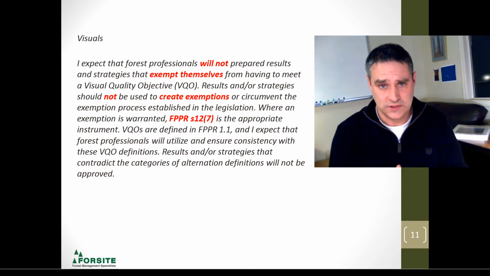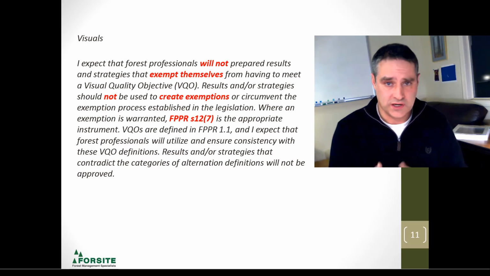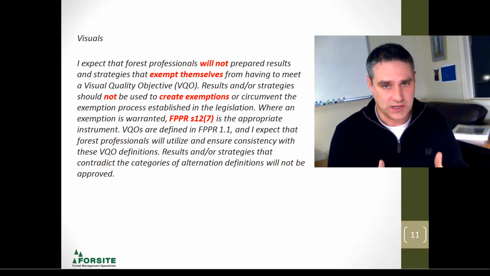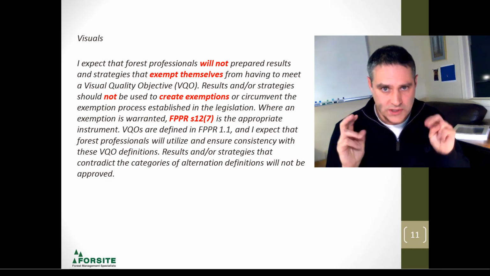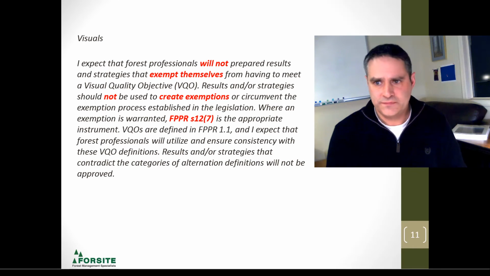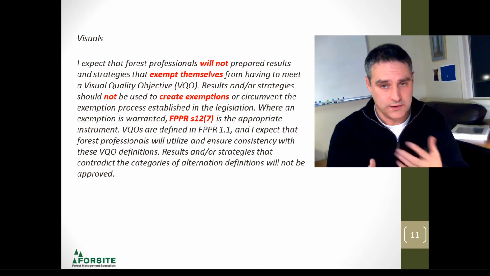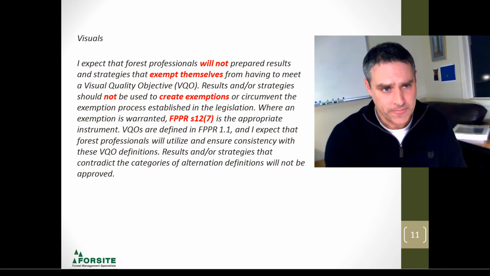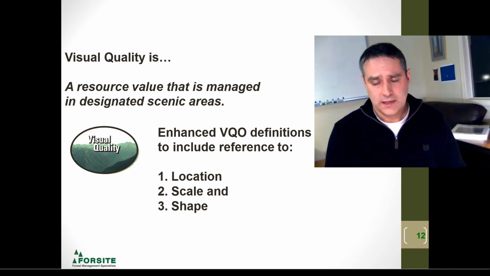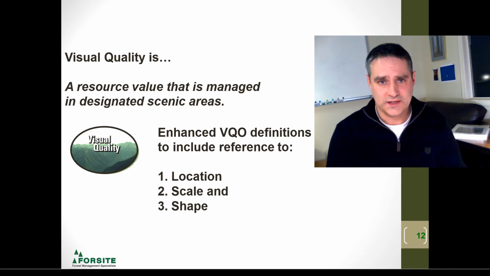I think what it really came down to is that there's no appetite for exemptions, and ultimately, write up your stewardship plans to meet the objectives, either a result or a strategy. And if situations are such that they are, your way out would be FPPR 12.7. So these are the expectations of the district manager. So again, what is visual quality? Let's just have a look at this.